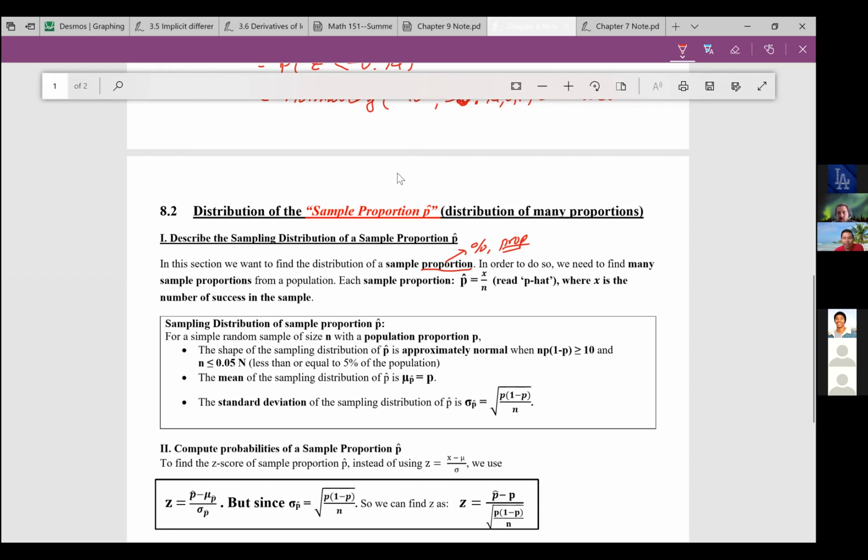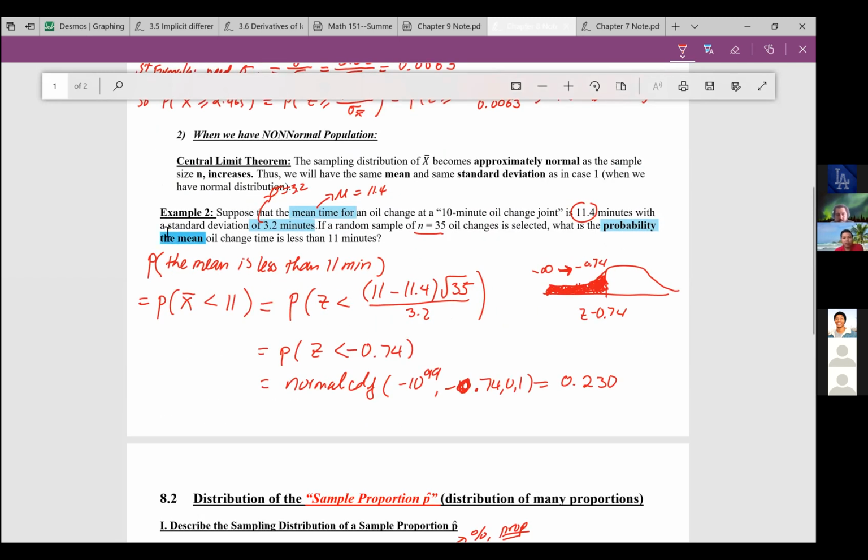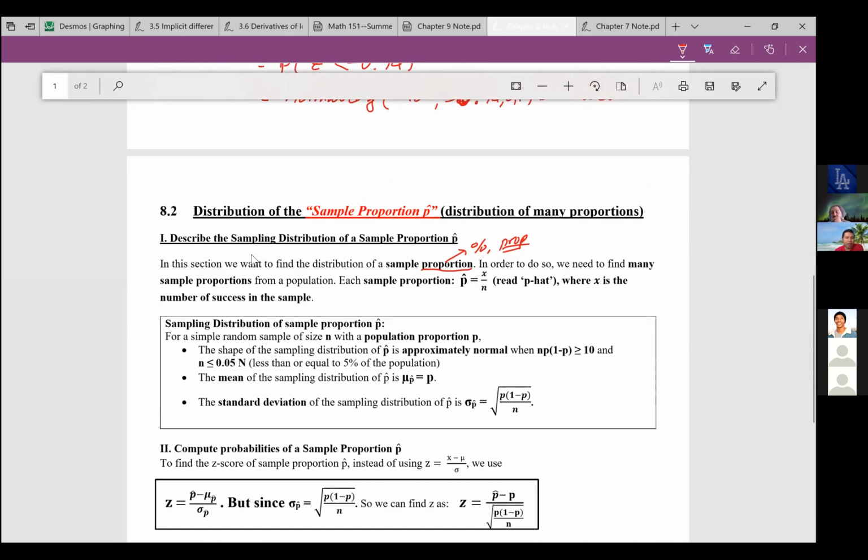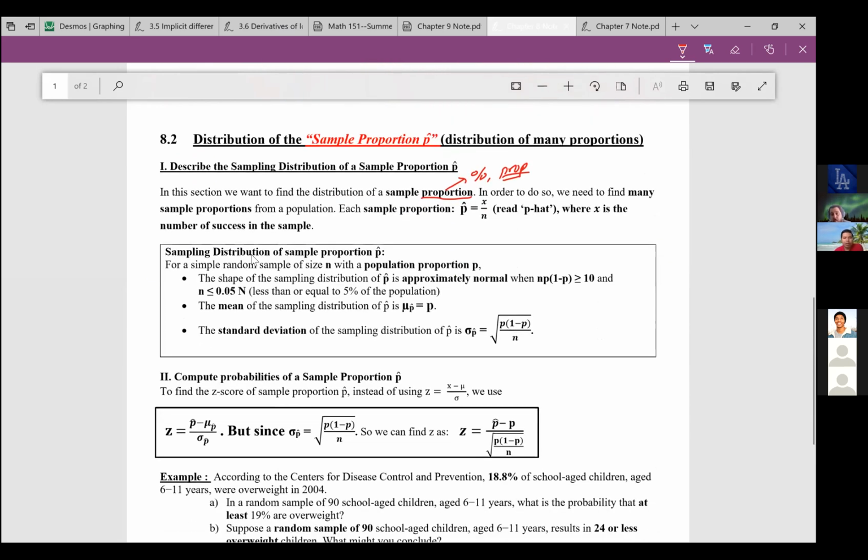All right. Now in recognizing 8.1 and 8.2: in 8.1, you're going to look for the keyword, I want to find the probability of the means. In 8.2, you want to find the probability of the proportion, right? So first, the shape of the sampling distribution of p hat is approximately normal when n times p and n times 1 minus p are both more than or equal to 10, and n is less than 5% of the population.